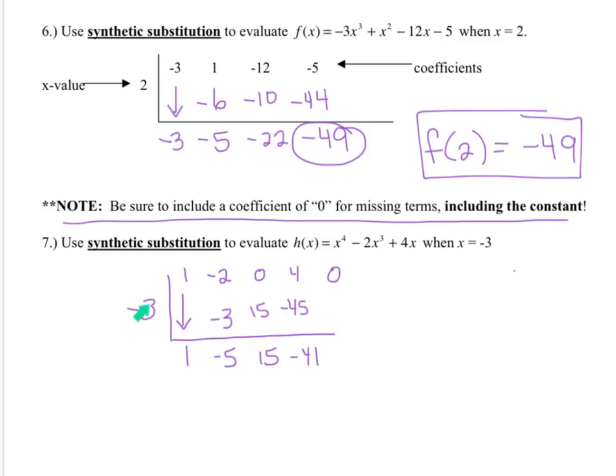And then the last step, negative 3 times negative 41 is going to be a positive 123. And then we'll add 0 and 123 to get 123. So the way that we write our answer is f of negative 3, so it's the value of the function when x is negative 3, equals 123.